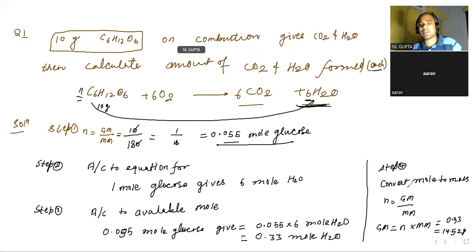Now fourth step, convert mole into mass. So given mass of H2O is moles of H2O times molar mass of H2O. So moles is 0.33 mole, and molar mass of H2O, please tell me, Arav. Molar mass is 18. So you multiply by 18, how much is coming?